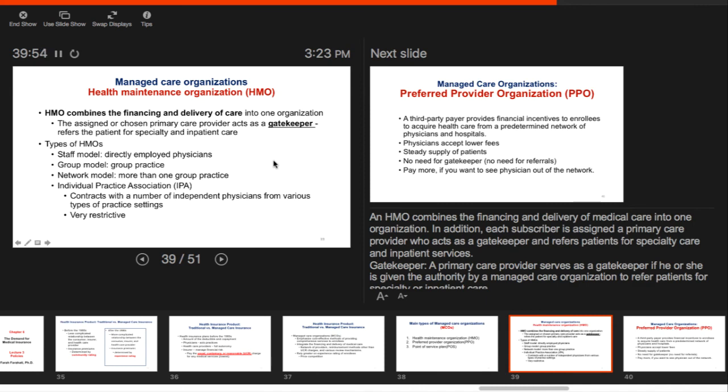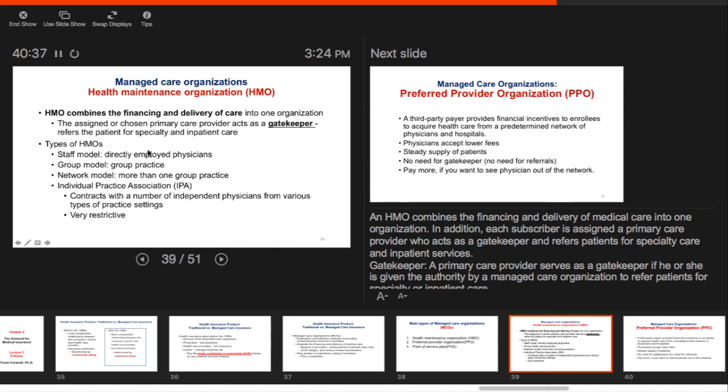The first type of managed care organization is the health maintenance organization, or HMO, which combines the financing and delivery of care into one organization. Each patient has to choose one primary doctor, who acts as a gatekeeper. If the patient needs any specialty or special medical care, they must be referred by that primary doctor.